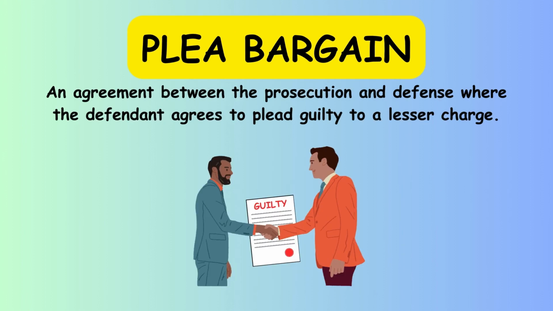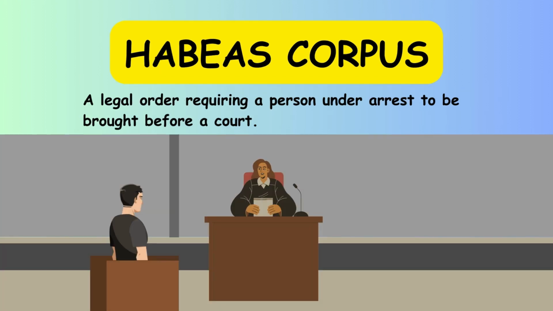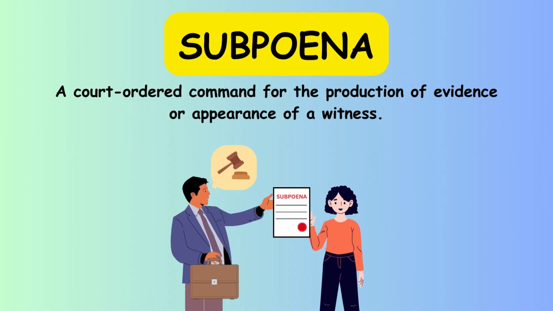Plea bargain. An agreement between the prosecution and defense where the defendant agrees to plead guilty to a lesser charge. Habeas corpus. A legal order requiring a person under arrest to be brought before a court. Subpoena. A court-ordered command for the production of evidence or appearance of a witness.